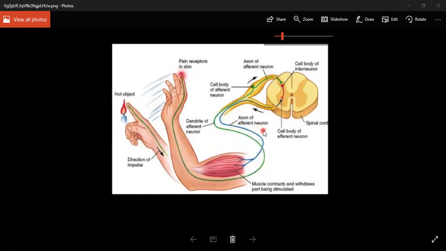You can say motor neuron. Then it goes to where? The muscle. The message goes to the muscle: someone pricked me here, someone put fire here, take your hand away. The hand withdraws. What type of muscle is this? The triceps muscle, a skeletal muscle. The muscle contracts and withdraws the part that was stimulated.